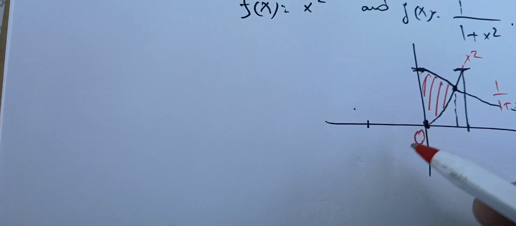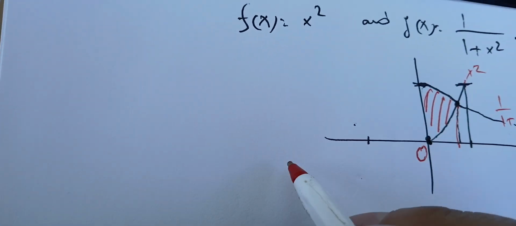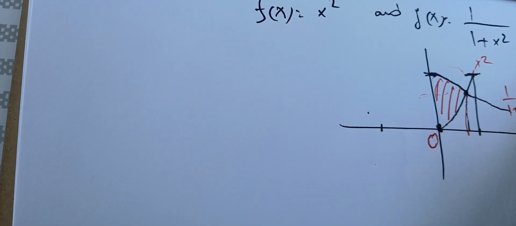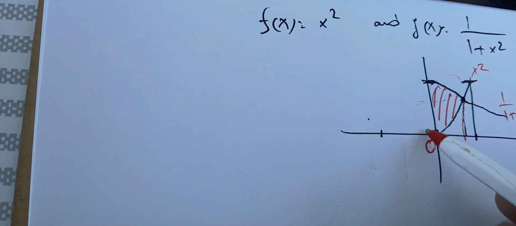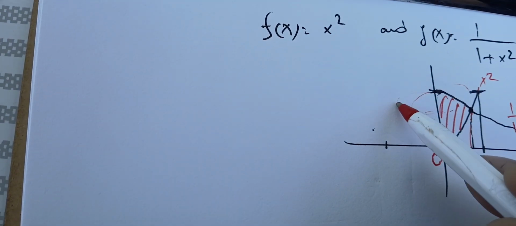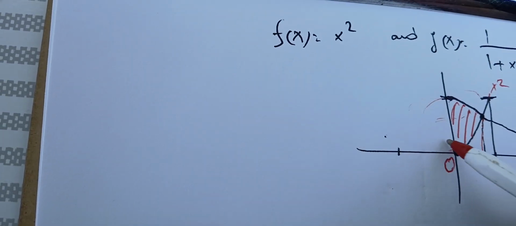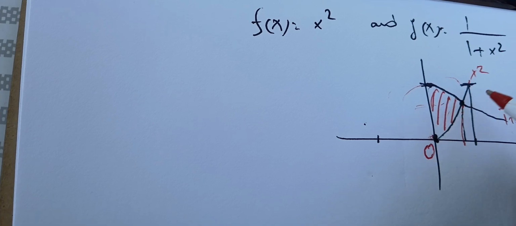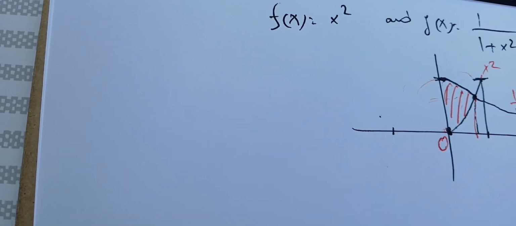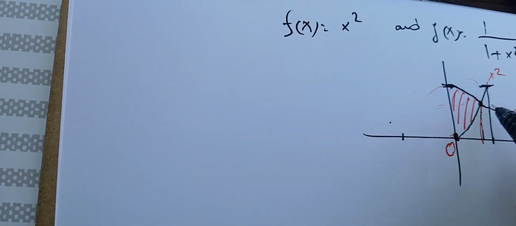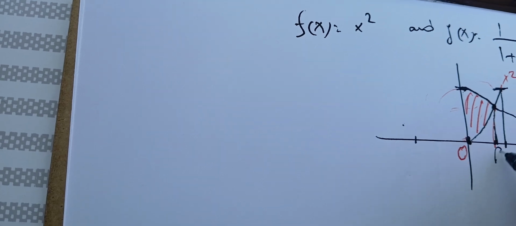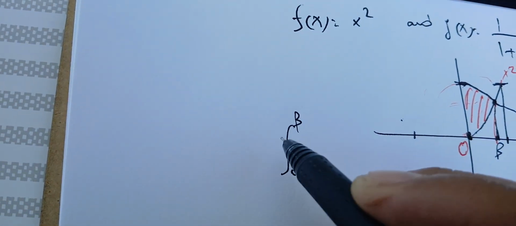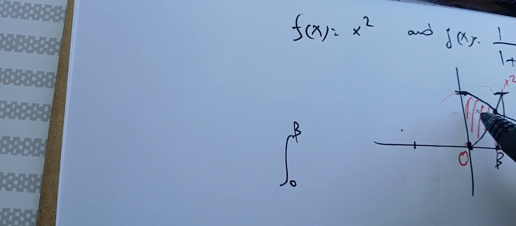Now here, this is 0, and I need to find this value. But this one here, I'm only using when x is positive. The other area is symmetric with respect to the y-axis, so I'm not going to compute that. If I can compute this one, I can multiply it by 2 and get the area. So let's call this value here beta. I'm interested in computing the integral from 0 to beta, between which function is on top.